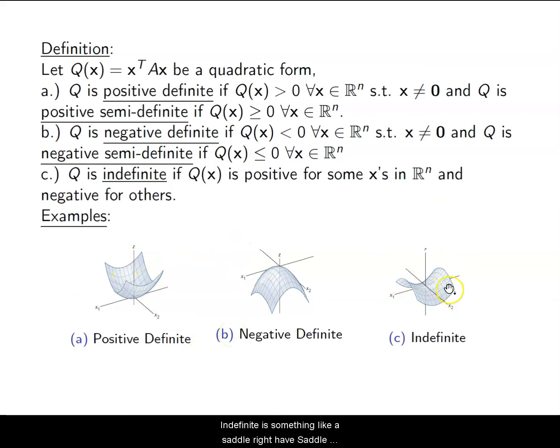Indefinite is something like a saddle, right? You have a saddle point, for instance. This is not the only case, but that's one. So I have negative values and positive values in my 3-dimensional space, okay? So that's really what we're talking about here, right? And again, remember, this function gives me a quadratic form. A parabola is a quadratic form. A hyperbola is a quadratic form. All those 3-dimensional conic sections, they are quadratic forms. So that's really what we're talking about here, okay?